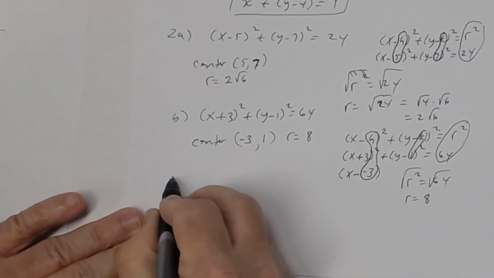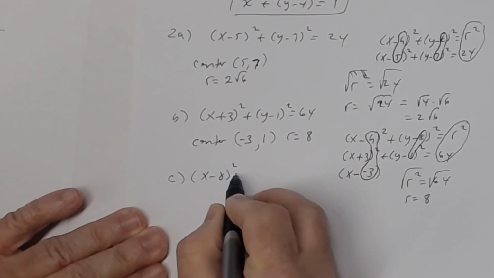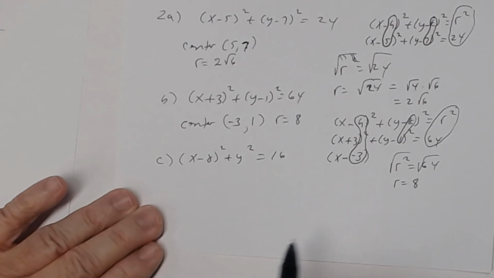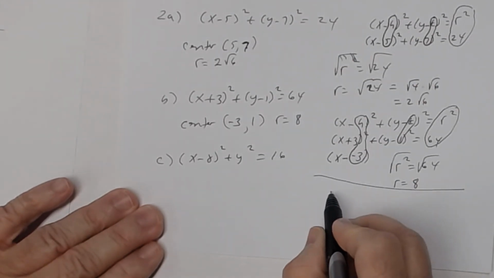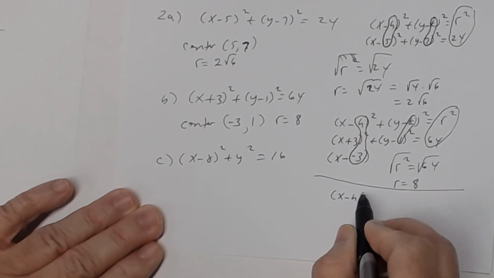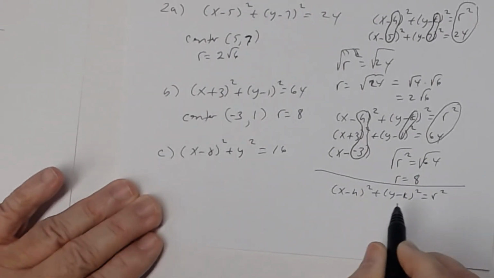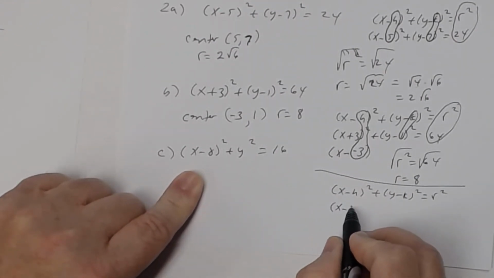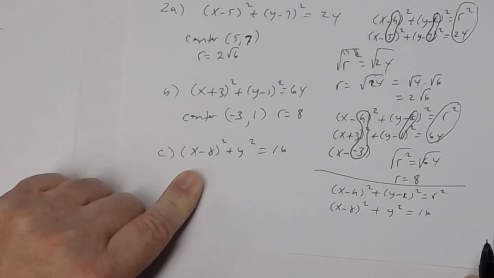All right, and then one more, and that's C. So this time you have (x - 8)² + y² = 16. So doing the same thing, go ahead and just kind of draw this. So remember, our standard form is (x - h)² + (y - k)² = r². So I'm going to take this and compare it. So I'm going to have (x - 8)² + y² = 16.